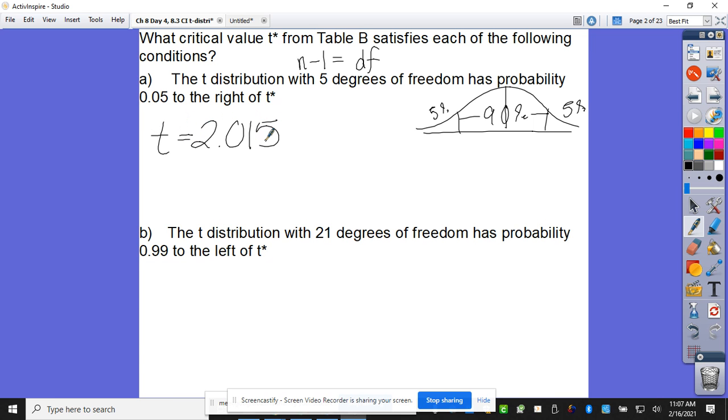So I'm going to go through these pretty quick, make sure that you're following along. If you don't know why it is what it is, then turn to somebody else and ask them. A t-distribution with 21 degrees of freedom. Now, if it says it has a probability of 0.99 to the right or to the left, am I going to be looking for a tail probability of 0.99? No, because if 99% is to the left, how much is to the right? 0.01. So I would look at it that way.